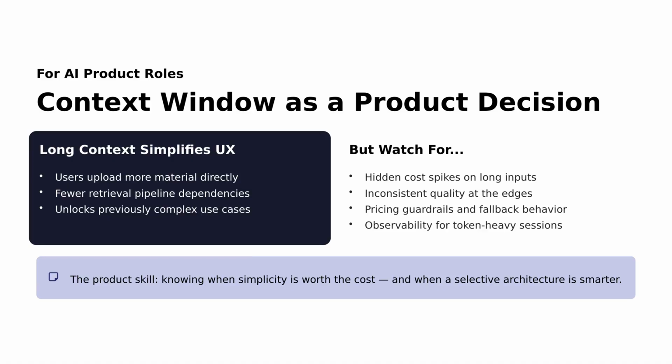For AI product roles, context window size is really a product decision, not just a model setting. Longer context can simplify the experience by letting users upload more material directly, reducing reliance on retrieval pipelines, and enabling use cases that used to be much harder. But there are trade-offs. Costs can spike, quality can become uneven at the edges, and you need pricing guardrails, fallback behavior, and strong observability. The real skill is knowing when simplicity is worth it.